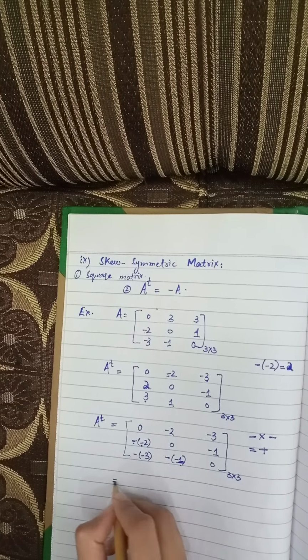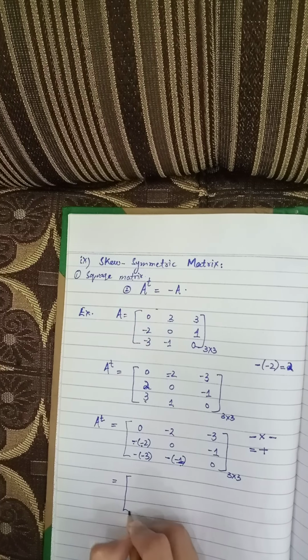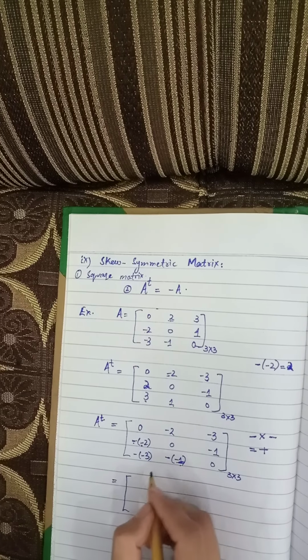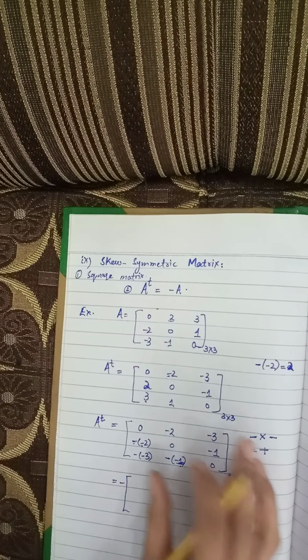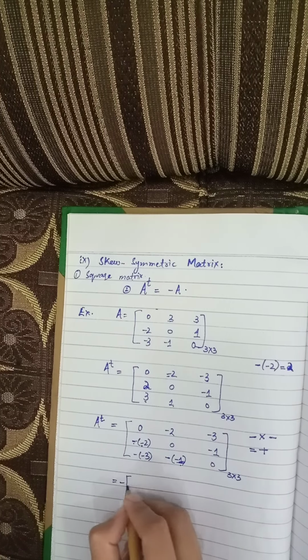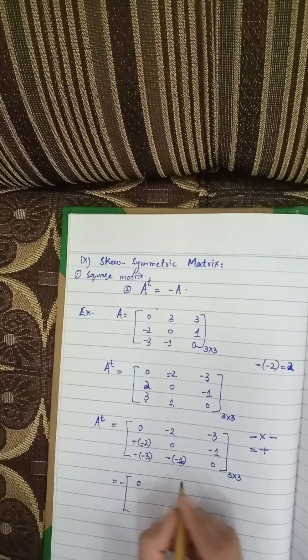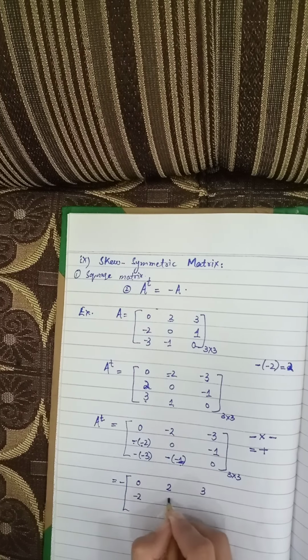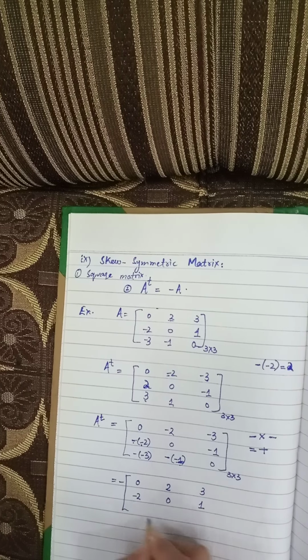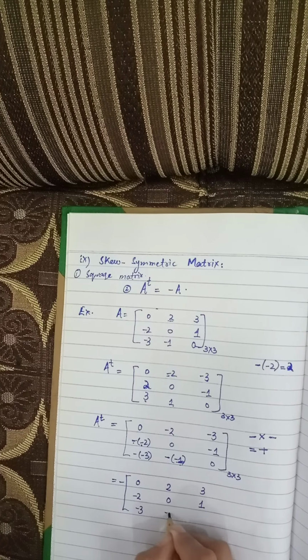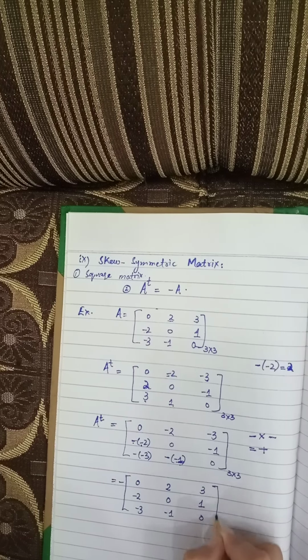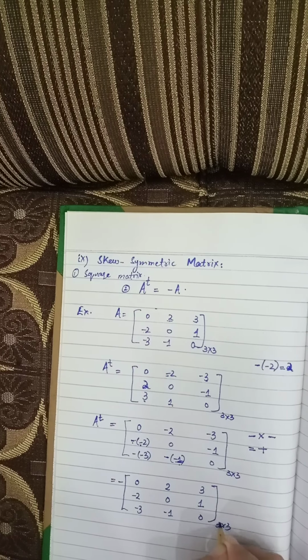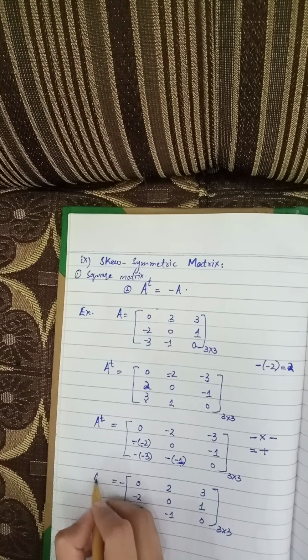Now, why did I do that? I did that to take common. I'm going to take the common from all of these. I took it: 0, 2, 3, -2, 0, 1, -3, -1, 0. I took the negative sign.